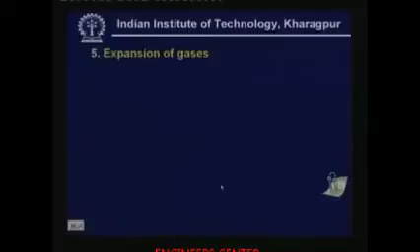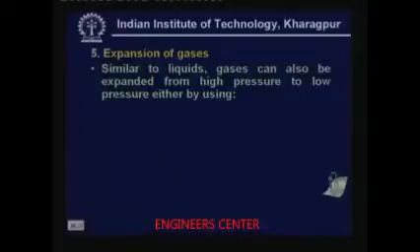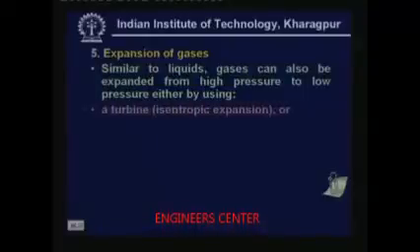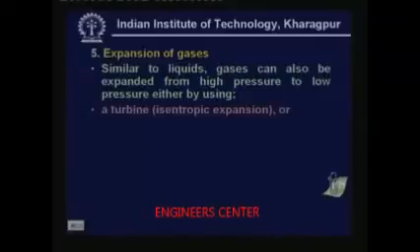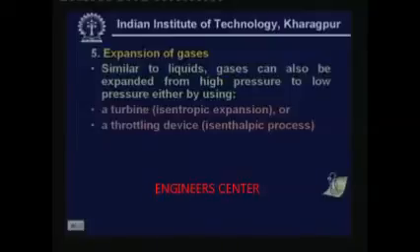Now let us look at the next method of reducing the temperature, that is by using expansion of gases. Similar to liquids, gases can also be expanded from high pressure to low pressure, either by using a turbine. That means either you can use an isentropic expansion using a turbine and get net work output, or you can also use a throttling device, that means an isenthalpic process. So just like liquids, you can reduce the pressure either by using a gas turbine or by using a throttling device, right? But there is an important difference.